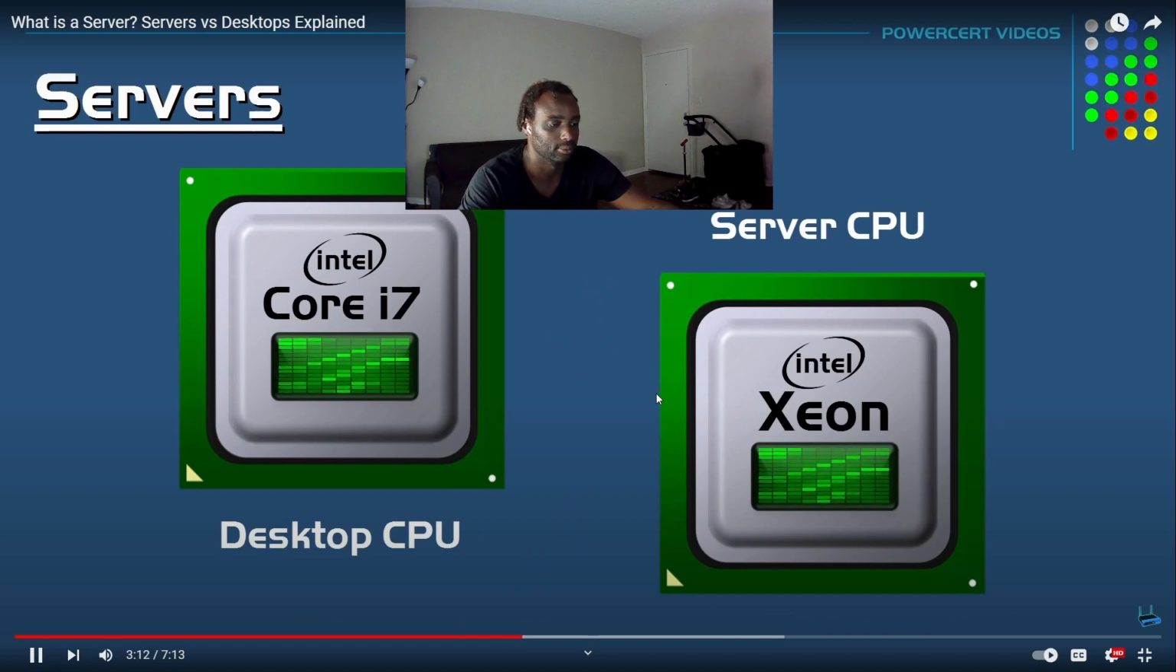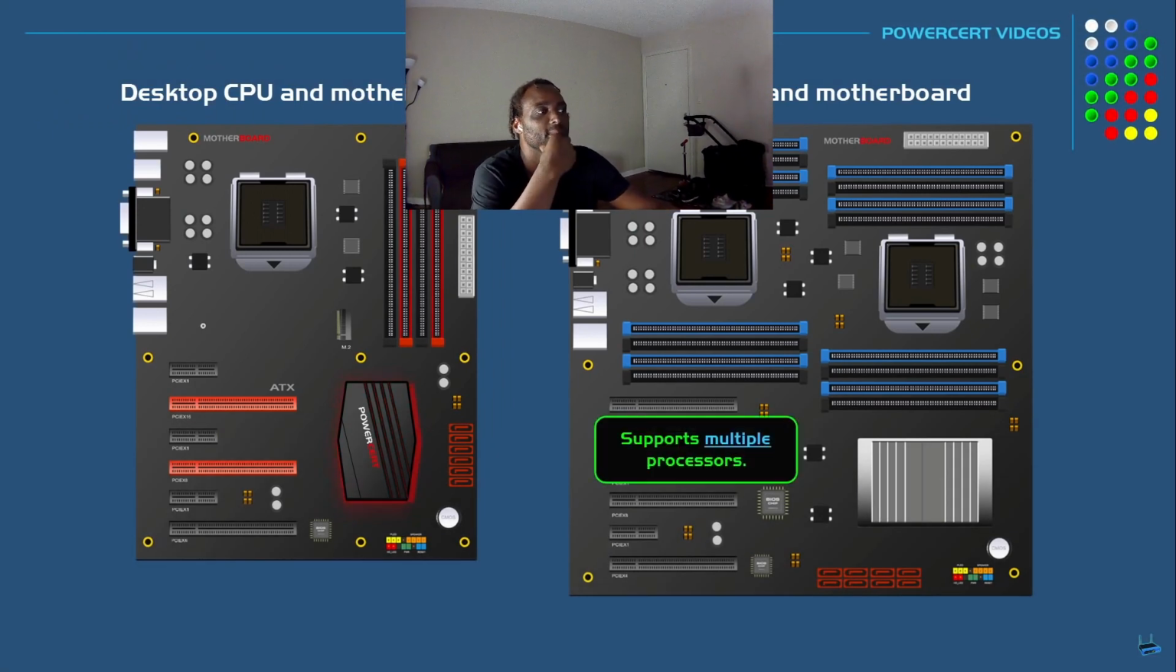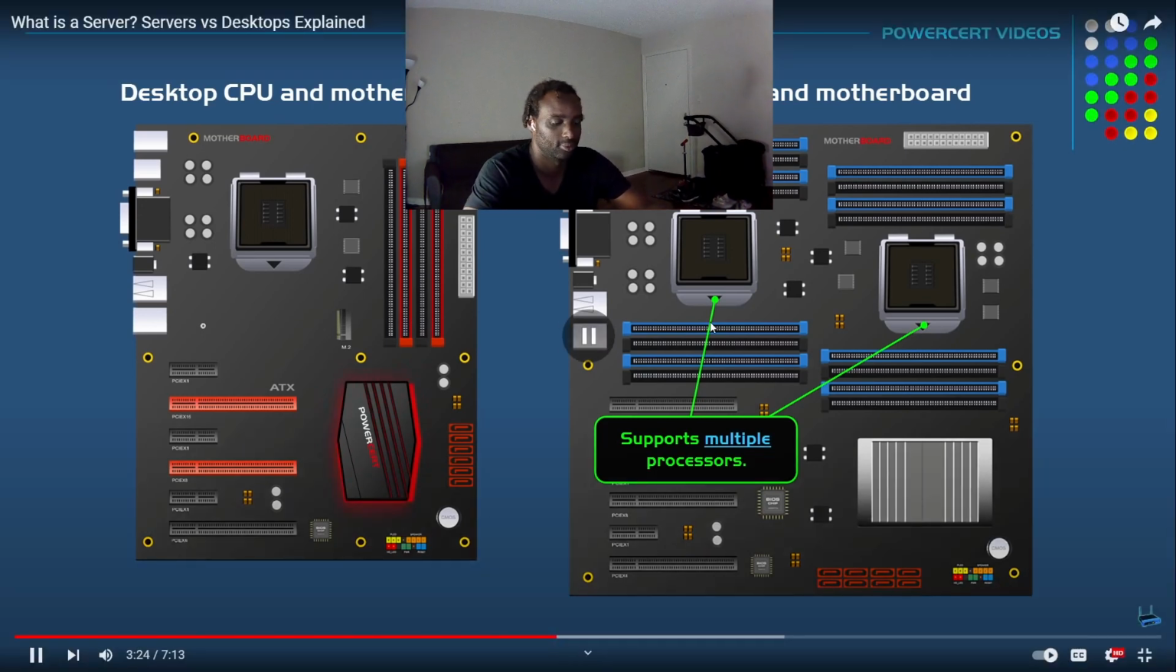Simultaneously. Now, both of these processors are powerful, but there are some differences. So, for example, Xeon processors support a multi-processing environment, so they are designed to work with other processors.